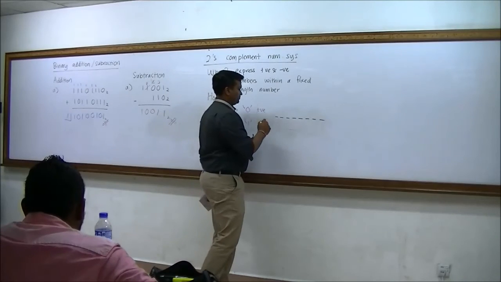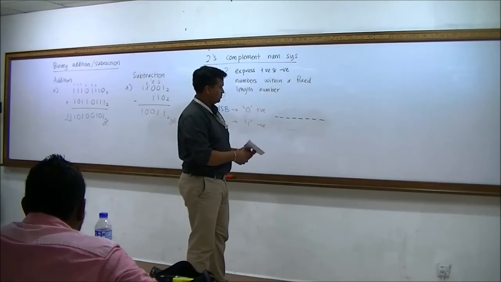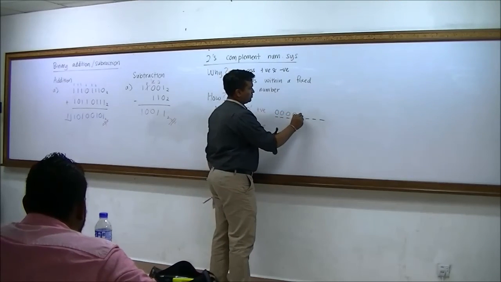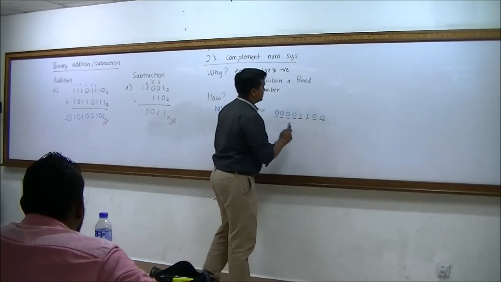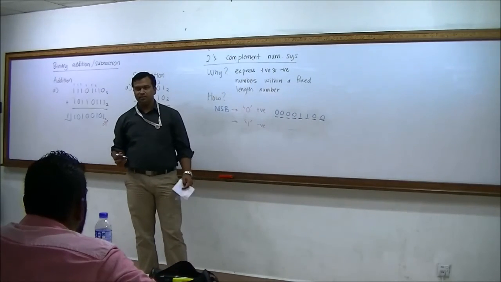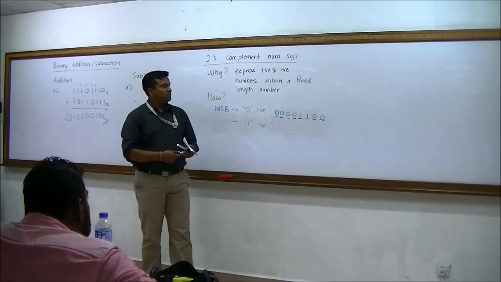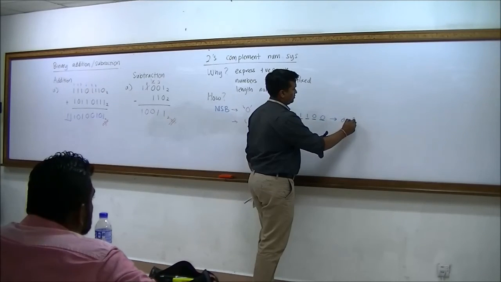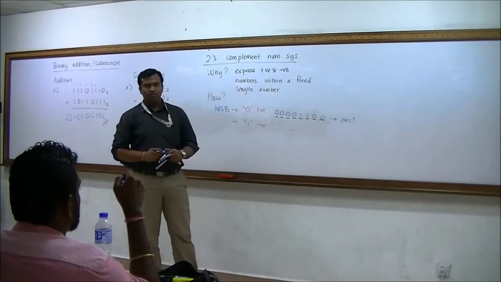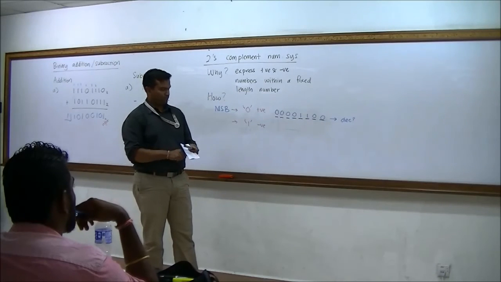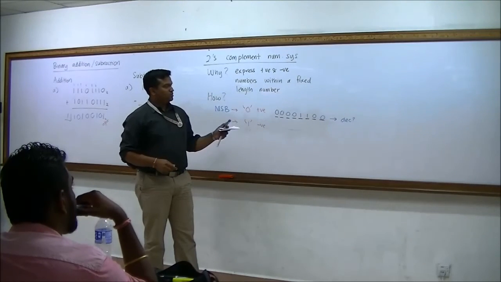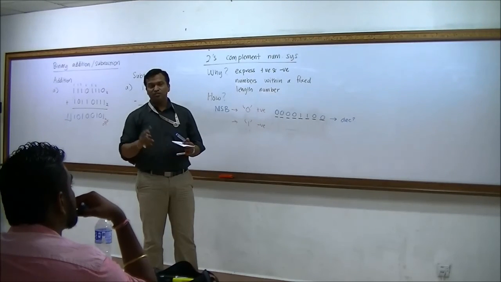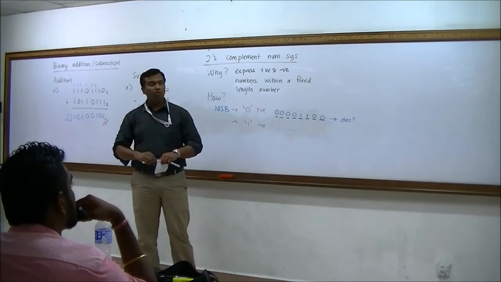So let's say I write an 8-bit number like this. What is this value in decimal? It's actually 12, right? So is this positive 12 or negative 12? That depends. Now there are two conventions used in the numbering system.